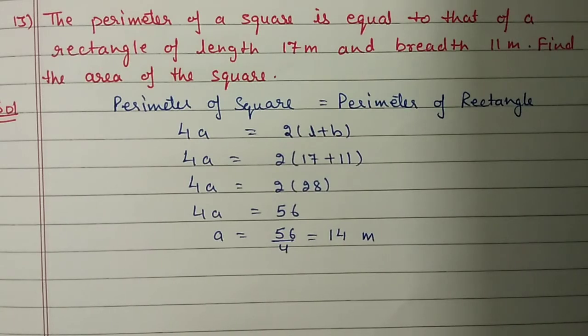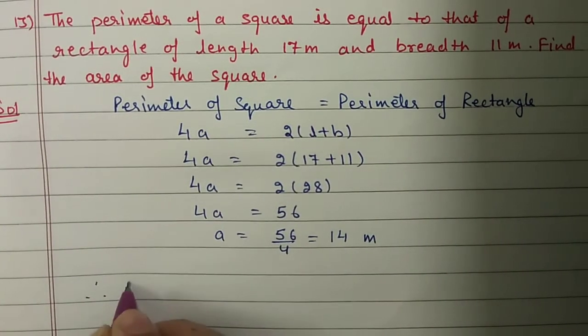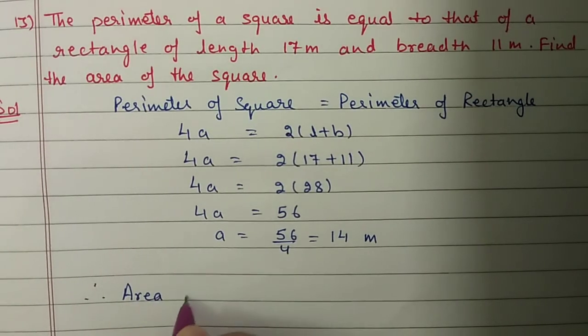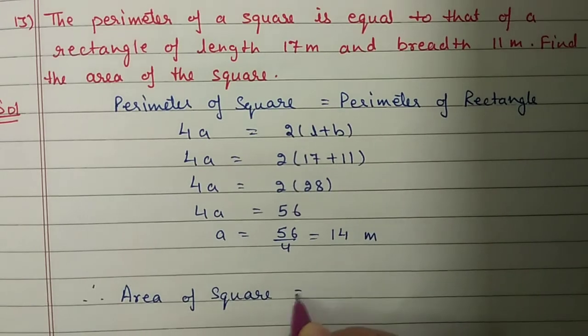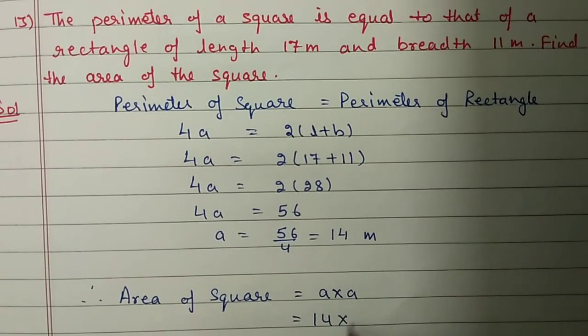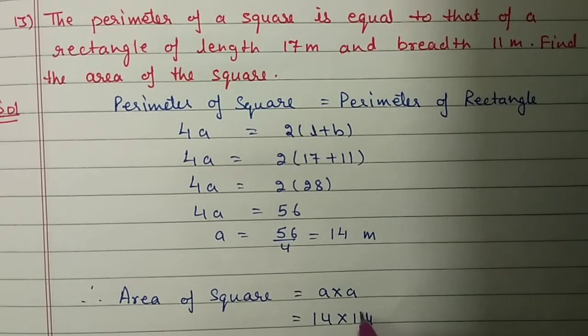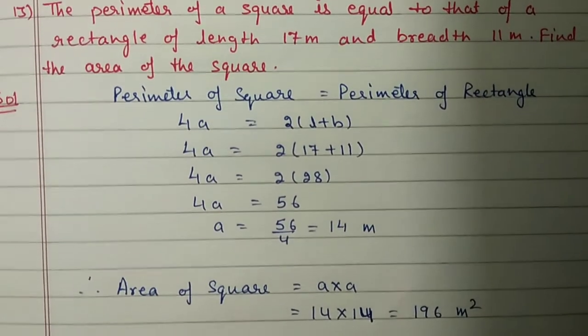And after getting the side, we can find out the area of the square. Therefore, area of square is equal to side into side, a into a, 14 into 14 is equal to 196 meter square.